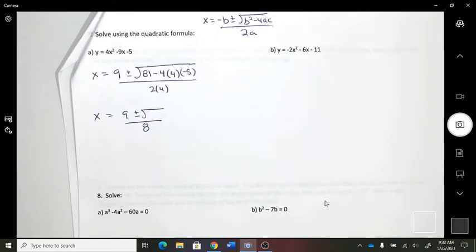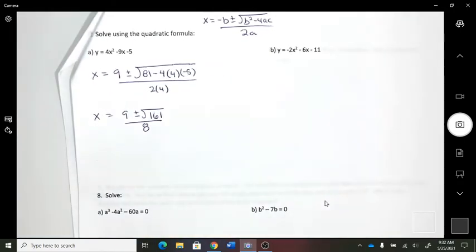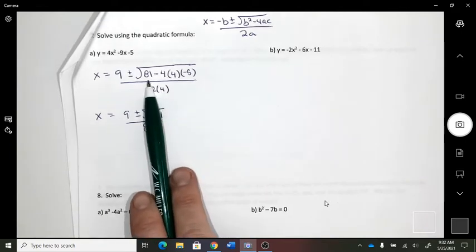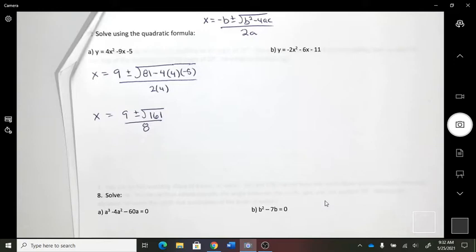Okay, so I'm going to simplify the bottom to be 8. And then you need to go into your calculator and type 81, subtract 4 times negative 5. I'm going to go slow so that I'm giving you all a chance to type this in, because that is the biggest battle on these, is typing it in properly. So just this part, 81, subtract 4 times negative 5. See if you got the same thing.